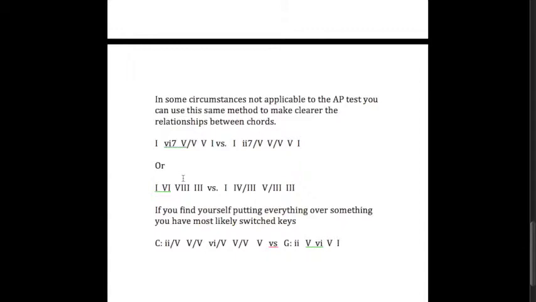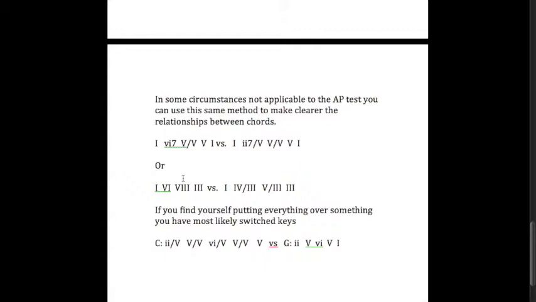Now, in some circumstances not applicable to the AP test, you can use the same idea of a chord over another chord to make clear relationships between other chords in a progression. So if you have a 1, 6, 7, 5 of 5, 5 to 1, well, a 6, 7 is weird, but it doesn't have a dominant relationship to the next chord. Right away we can tell that because it's not major, it's not diminished, it's not fully diminished, and it's not a major minor 7. It's a minor minor 7.